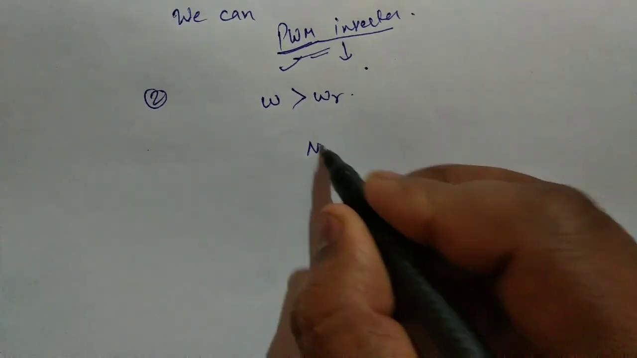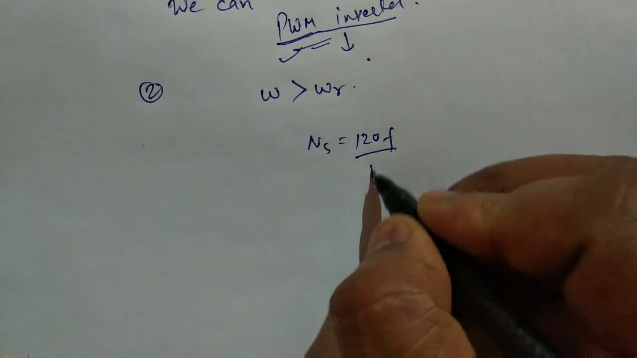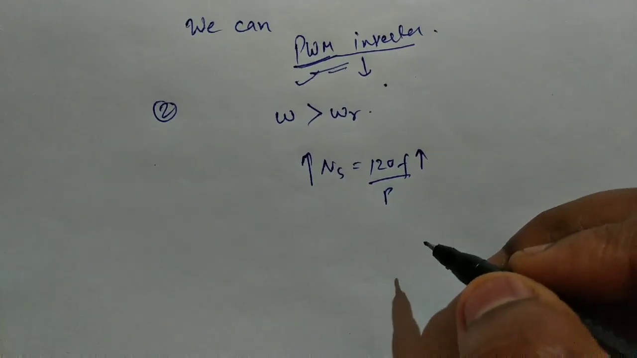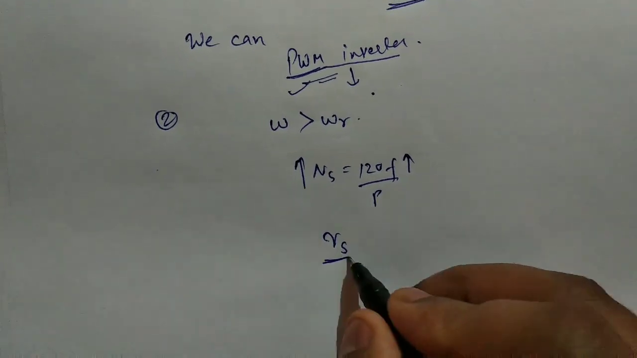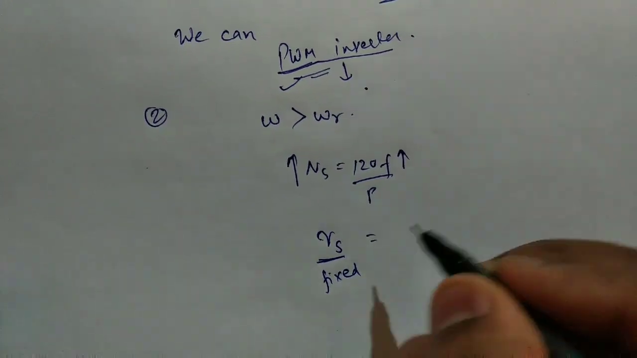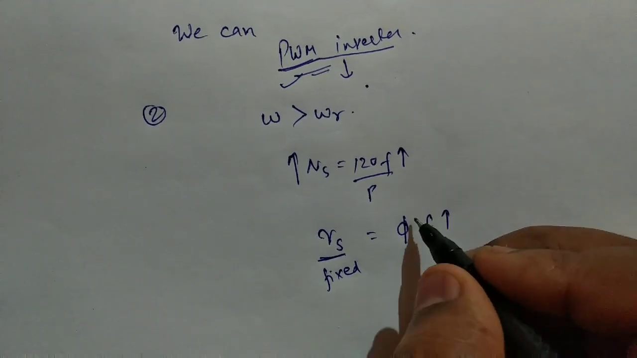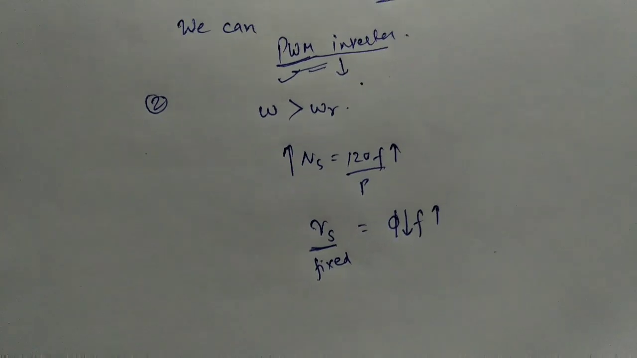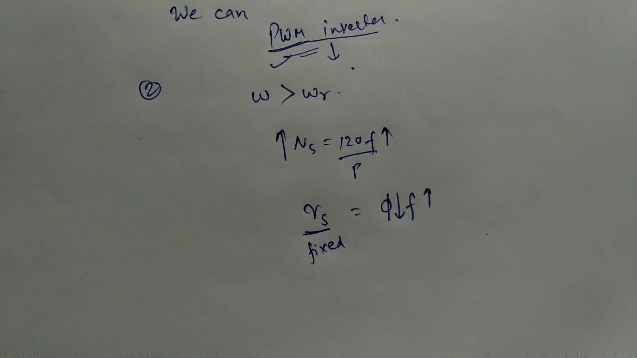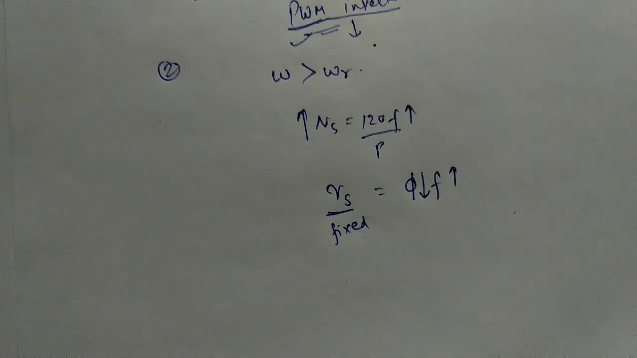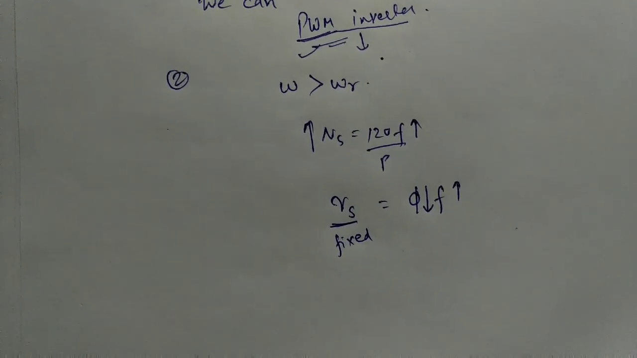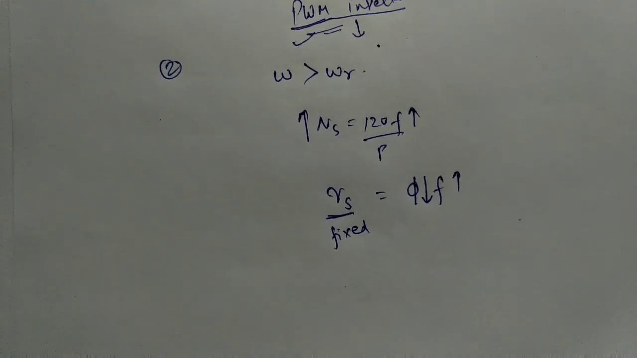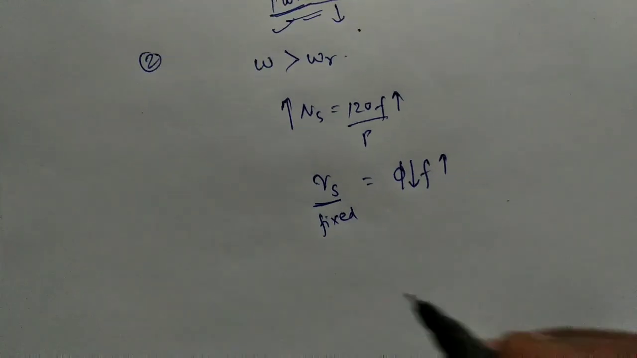In this method, Ns is equal to 120 F by P. To increase speed, we have to increase frequency. So Vs in this case is maintained fixed and F increases, so phi should be reduced. As the frequency increases, flux and torque decrease. In this method we can maintain constant power for all the speeds above the rated speed.